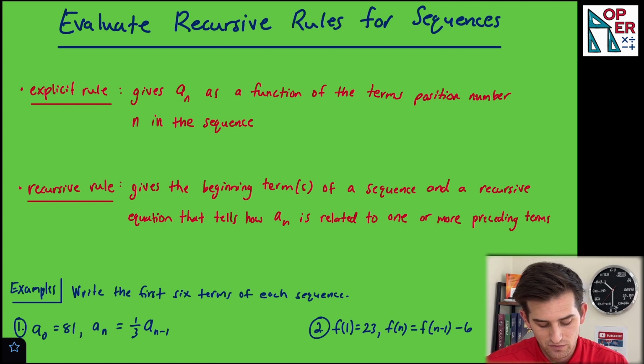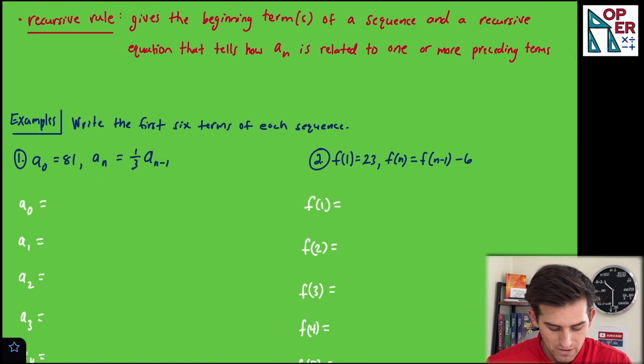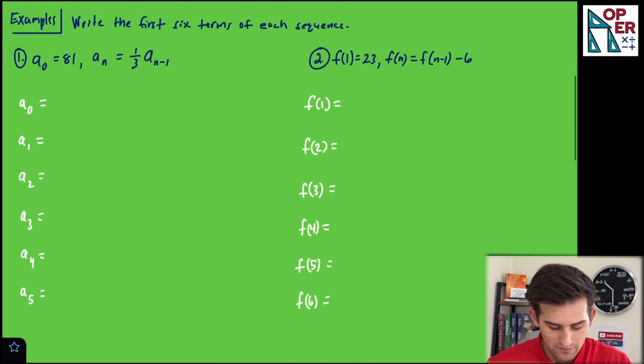So remember, an explicit rule gives a sub n as a function of the term's position number n in the sequence, whereas a recursive rule gives the beginning term or terms, if one or more terms is needed, of a sequence in a recursive equation that tells how a sub n is related to one or more preceding terms. And so in this video we're talking about recursive rules, and that's the definition that we want to focus on here.